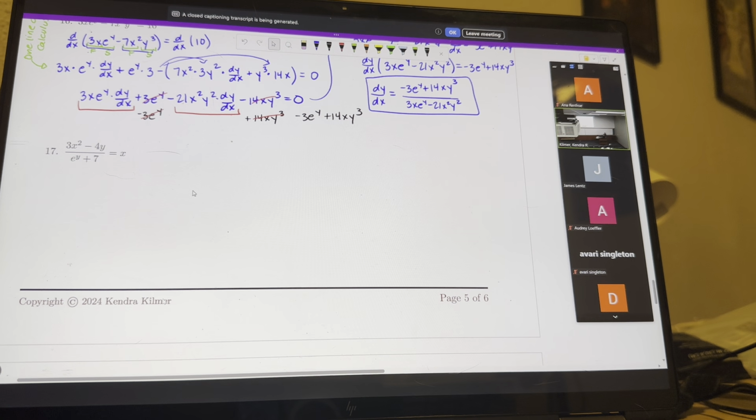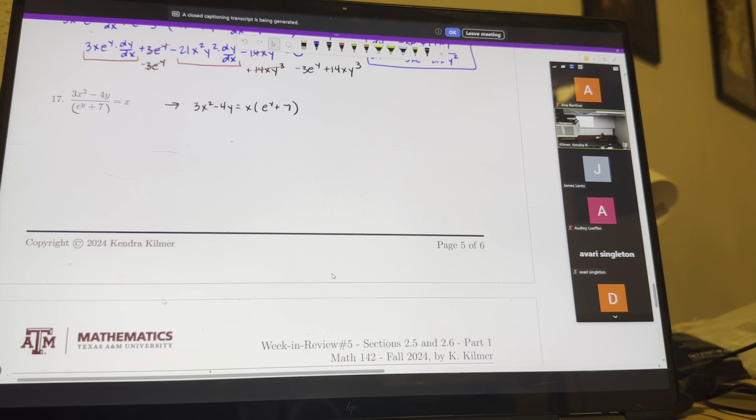Let me just tell you on 17 that if you try to apply implicit differentiation as written, you would have to use the quotient rule. I think you saw one like this in your notes where sometimes it might be beneficial to rewrite the function first. So on this one, I would recommend multiplying both sides by this e to the y plus 7. So you get 3x squared minus 4y is equal to x times e to the y plus 7. And so then you could just use the product rule on the right-hand side instead of the quotient rule.